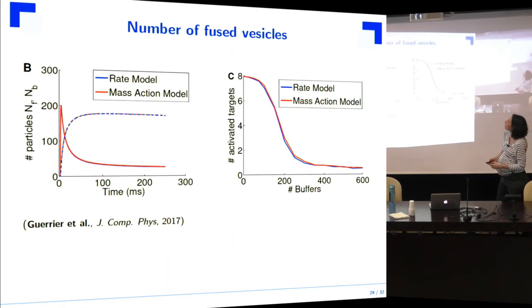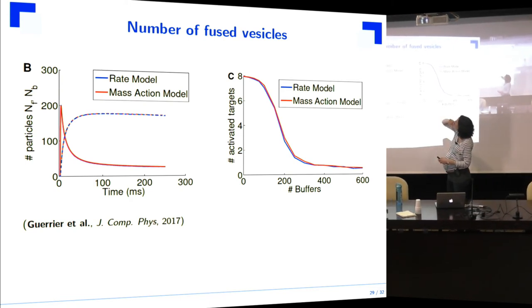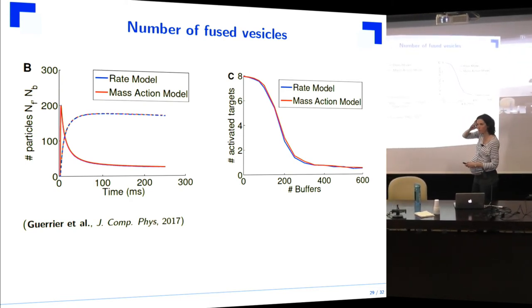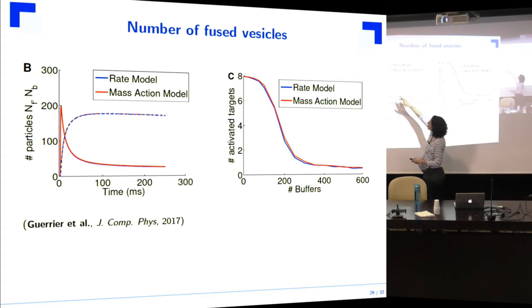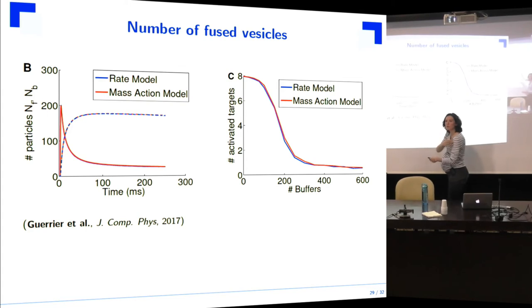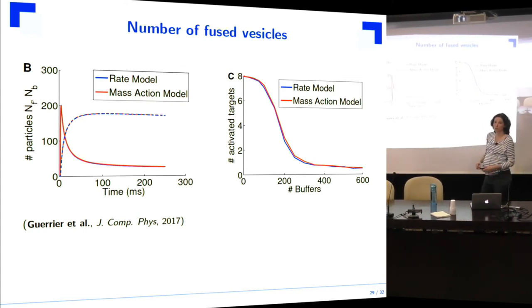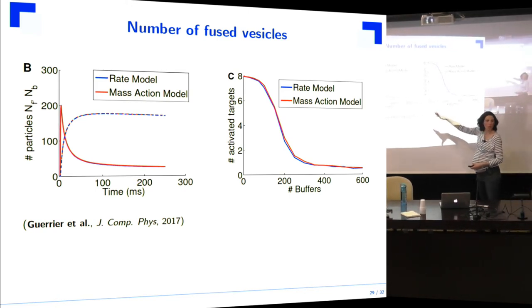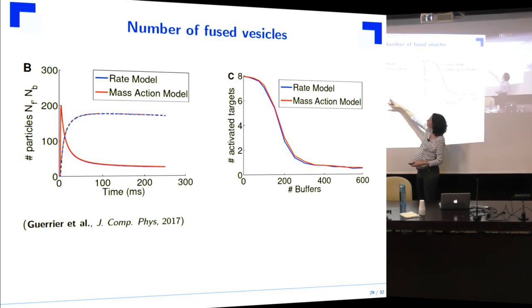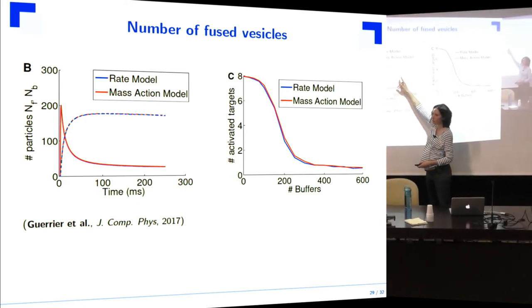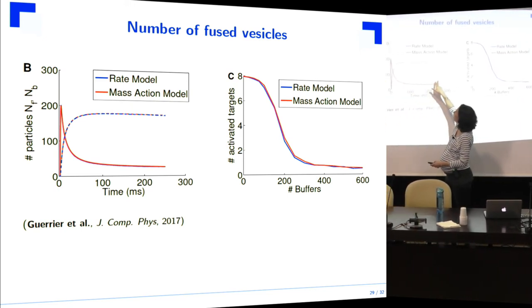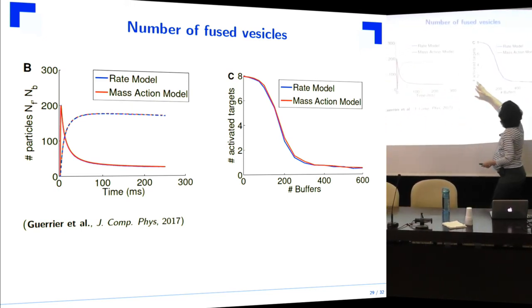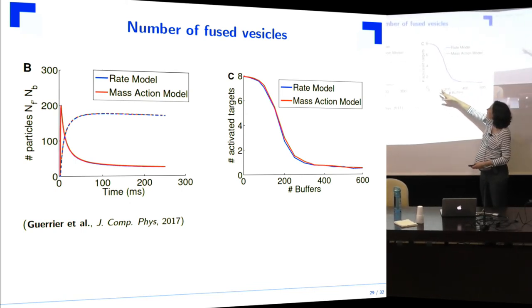Okay. Next, you can also take a look at the number of fused vesicles. So you have two ways to do simulations in this case. You can either do stochastic simulations with a Gillespie type algorithm, or you can do ODE solving, because everything reduces to ODEs now. So just to see that those two are really well matching. So here you have again the calcium peak inside the terminal and then the buffering of calcium. And we can observe the number of activated targets depending on the buffer.